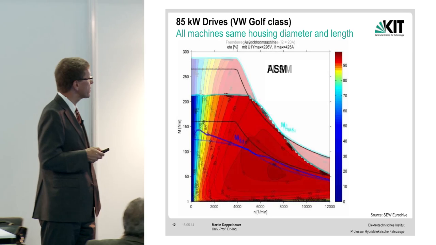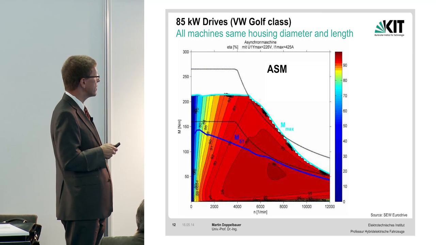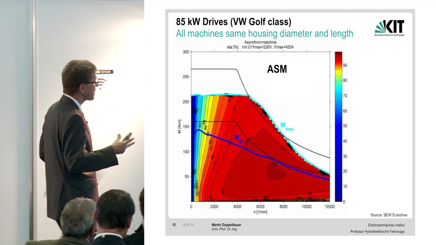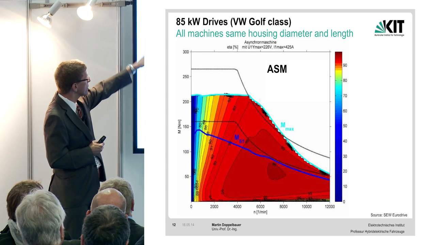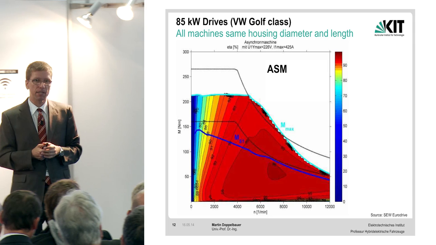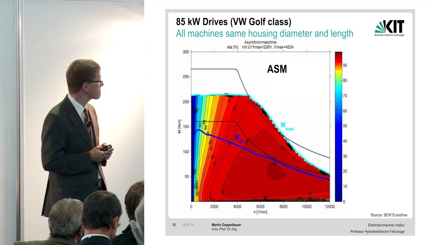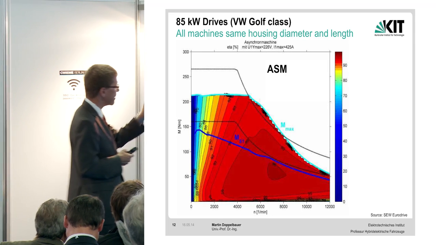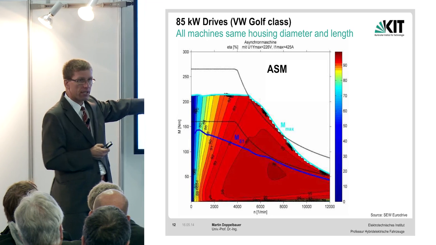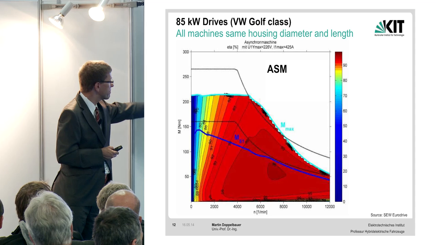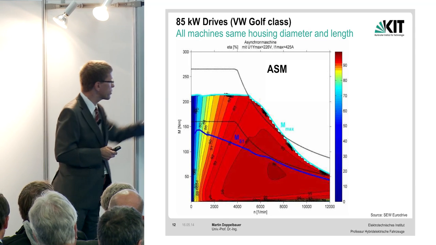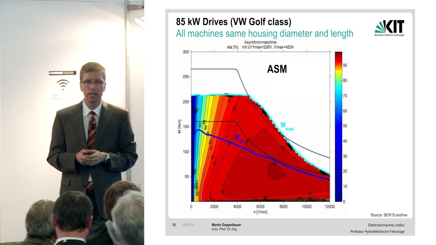And finally, the induction machine. In this case, because we had fixed dimensions, we couldn't make it big enough to deliver all the peak torque that was required. We have absolutely no problem in the high speed range, again, as was expected. We have still a bit of a bigger problem here in the low speed range and the high torque range.